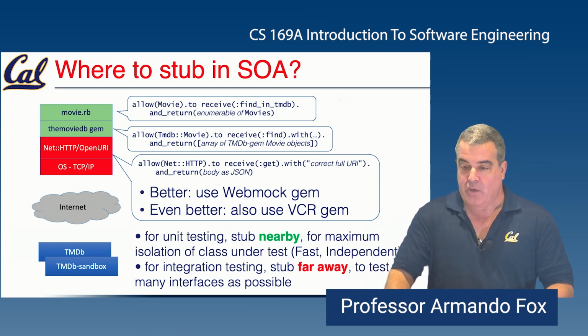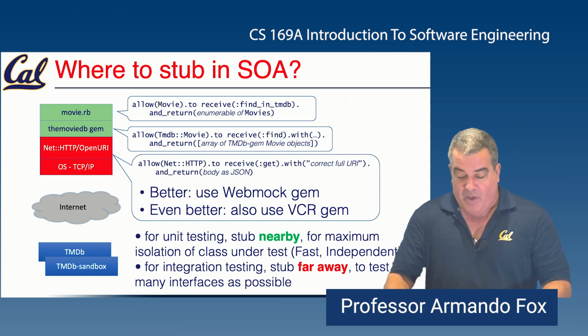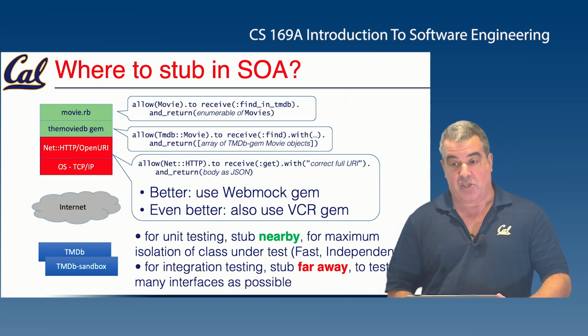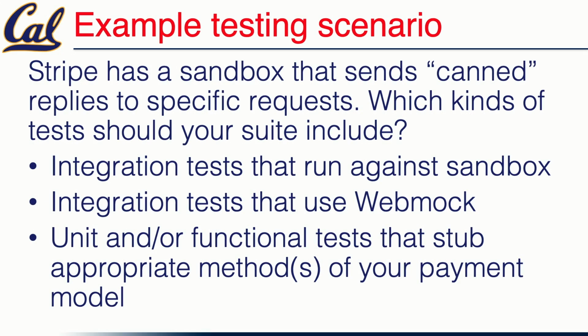So the farther away you stub, in some sense, the more realistic it is because you're exercising more code. On the other hand, that means that the tests are not as independent. They're dependent on a longer chain of stuff. They will run more slowly because you're going through more layers of code. And this is sort of the way that we think about testing in general, right? That each kind of test will find problems that others will miss. So for example, if you're writing an app that has a Stripe integration, there's a number of different kinds of things you might want to test.